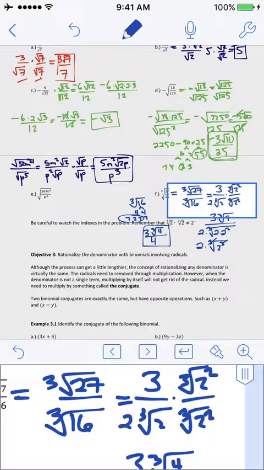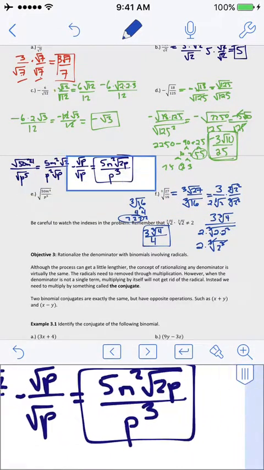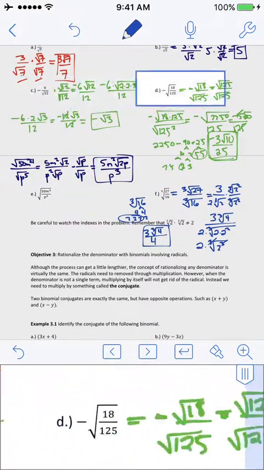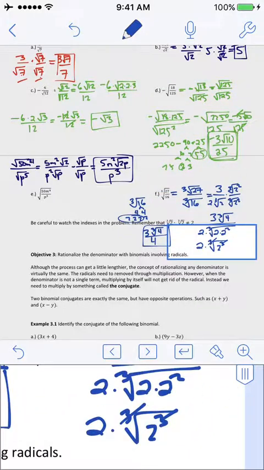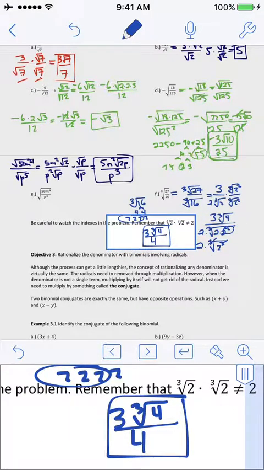Up until now, we've been dealing with squares, and the squares only require 1 additional one. If you have a cube, you're going to need 2 additional ones to make a group. If you have a fourth, you're going to need 3 additional ones to make a group. The whole point is you want to make a group and get rid of the radical. You want that nth power to cancel out. So I had to multiply by 2 of them here. And that's it. That's rationalizing when you have a monomial.